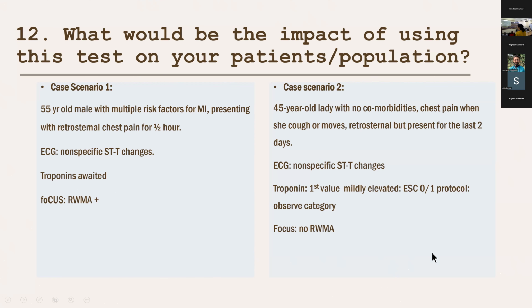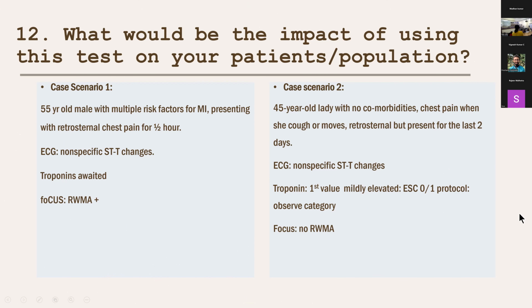So what about case scenario 2? A 45-year-old lady, no comorbidities, having some chest pain when she coughs or when she moves. It's been there for the last 2 days. ECG shows some non-specific changes. Troponins are mildly elevated. So according to the ESC protocol, she'd be in the observe category. So what is your pretest probability here? What do you think? 10%? Okay, maybe. Now the focus is showing no regional wall motion abnormality. So you'll send her home saying no elevation, or you'll still repeat? Okay, so this is the question that we are actually faced with.